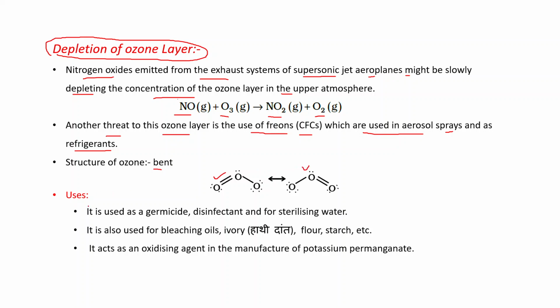Usage. It is used as a germicide, disinfectant, and for sterilizing water. It is also used for bleaching oils, ivory, that is hathi dant, and flour starch. It is used as a bleaching agent. It acts as an oxidizing agent in the manufacture of potassium permanganate.